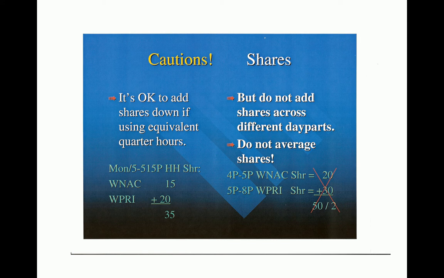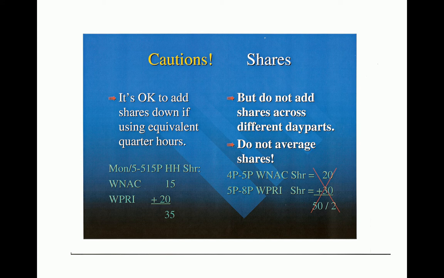We move on here and look at some cautions with shares in terms of calculating across day parts or down day parts, and whether or not you can. It's okay to add shares down if you're using equivalent quarter hours. Noted here, 5 to 5:15 p.m. is a quarter hour. Typically, things are measured in quarter hours. Oftentimes you may only be able to sit down for 15 minutes, or research has shown that people's attention span tends to be there. Quarter hours are also very useful for radio because 15 minutes is usually the average time that someone listens to the radio. But back to the slide, we see that on Monday, 5 to 5:15, household share.